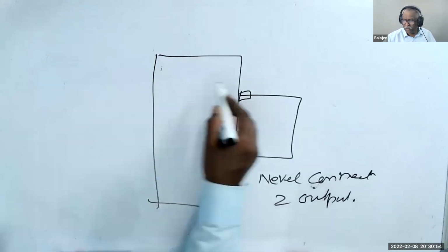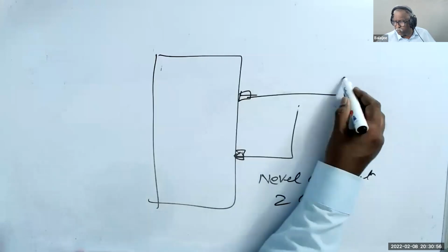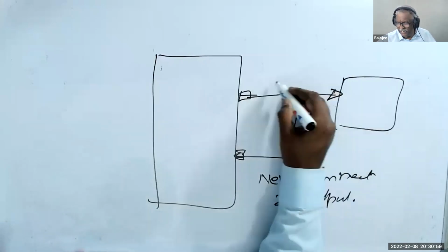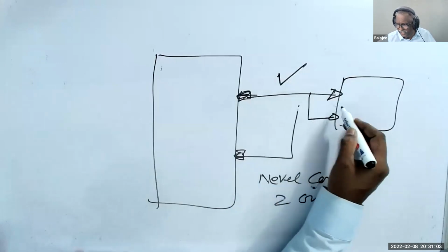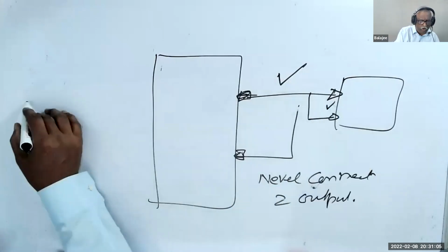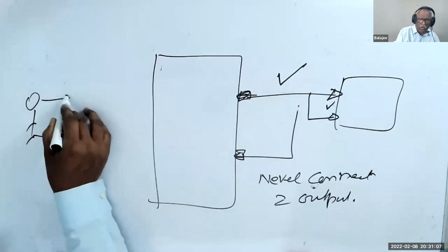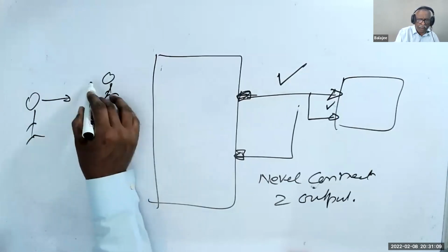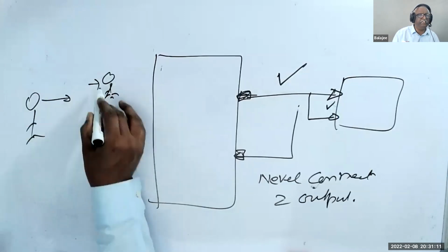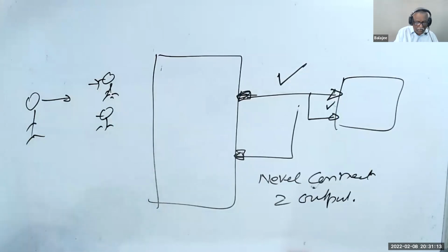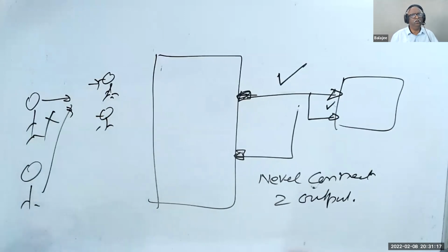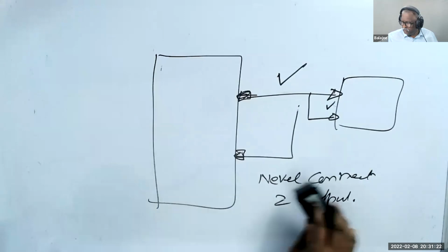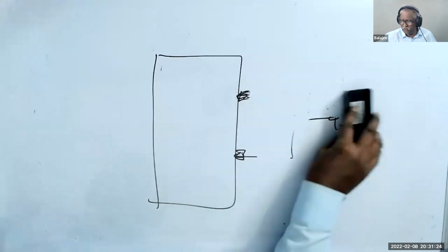One output can be connected to another input. That is correct. One output can be connected to two inputs. That is correct. For example, one person is talking and 5 people are listening. That is fine, listening is no harm. But if 2 people start speaking, that is confusion. That is wrong. Only one guy can talk at a time. So you understand this.